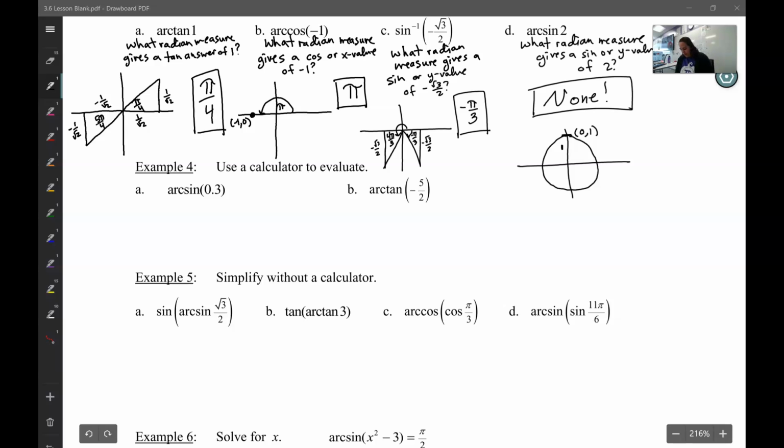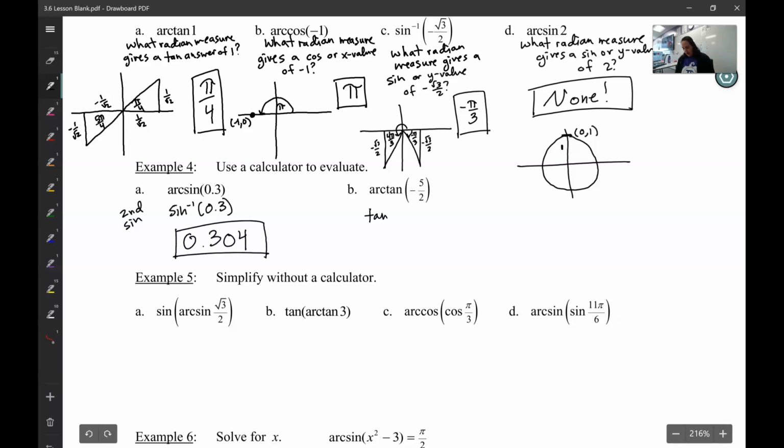Just remember that arcsine is the same as this. They mean the same thing. And this button should be second sine on your calculator. Make sure your calculator is in radians, and then you should be able to type that in and get 0.304. That's it. Just type it in.